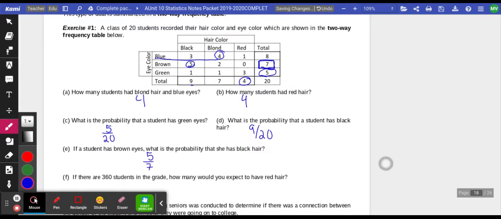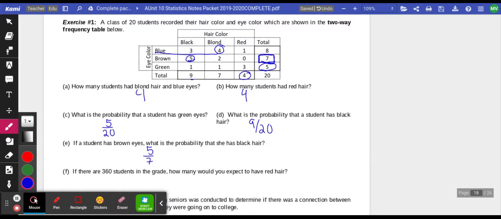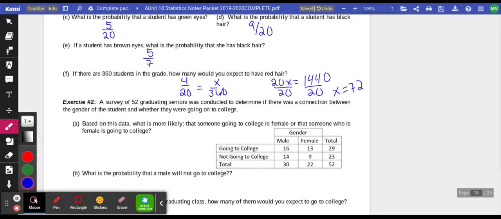If there are 360 students, how many would you expect to have red hair? So I can use a proportion here if I'm assuming that our relationship is proportional. So I would say 4 out of 20 have red hair equals X out of 360. So I want you to pause and find X. I would expect 72. So I want you to pause now and try to answer the questions for number 2 and then come back and check.